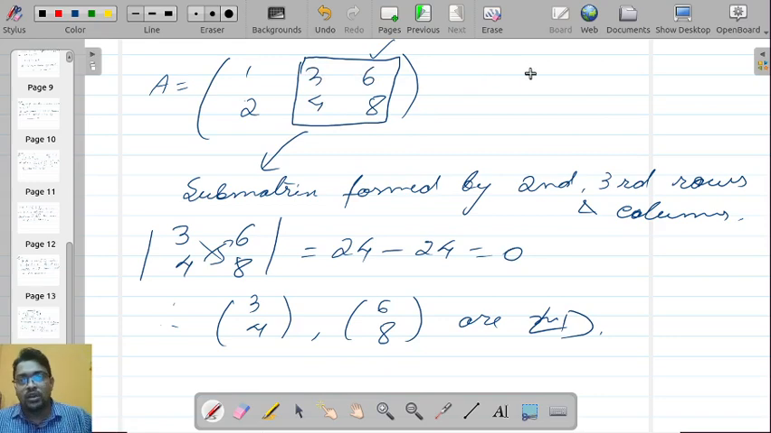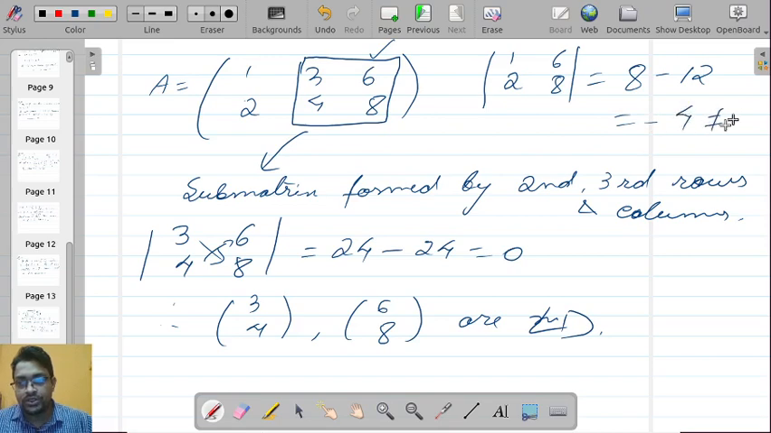What about the determinant of the square submatrix formed with the first column and third column together with the first row and second row? 1 2 6 8 gives 8 minus 12, that is minus 4. So this is also non-zero. So these two columns, C1 and C3, are also linearly independent.